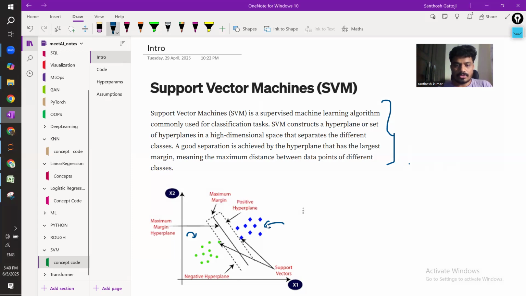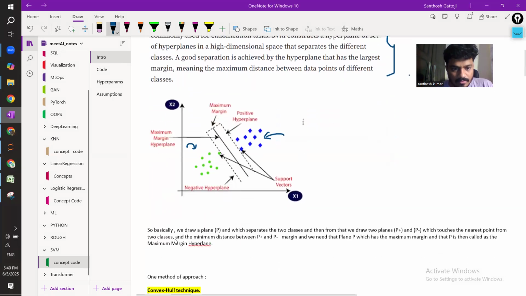But how we are going to do that is interesting. What we do is draw a plane which separates two classes, and then we draw two planes, P plus and P negative, which touch the nearest point from the two classes. The minimum distance between P plus and P negative, we need that plane in the middle. That is the maximum margin. It's called the maximum margin plane.